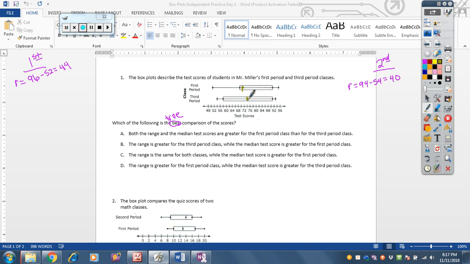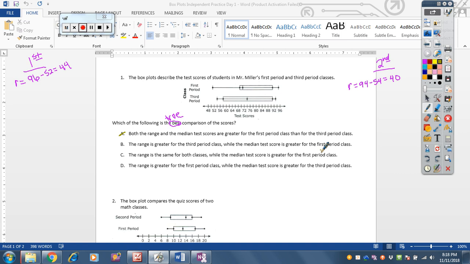So which median is greater? Is that first period? No. So this A is only half true. The range is greater, but not the median. B says the range is greater for third period class, while the median test score is greater for first period class. Well, where did we say which range was greater? So you already know B is not true.